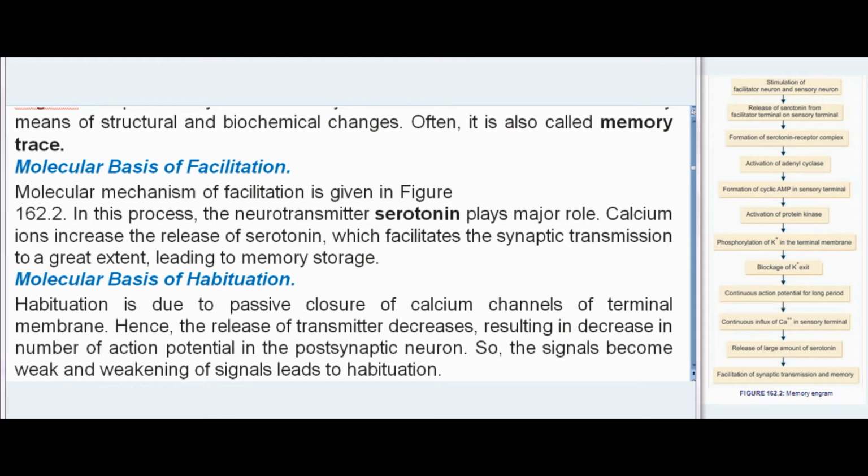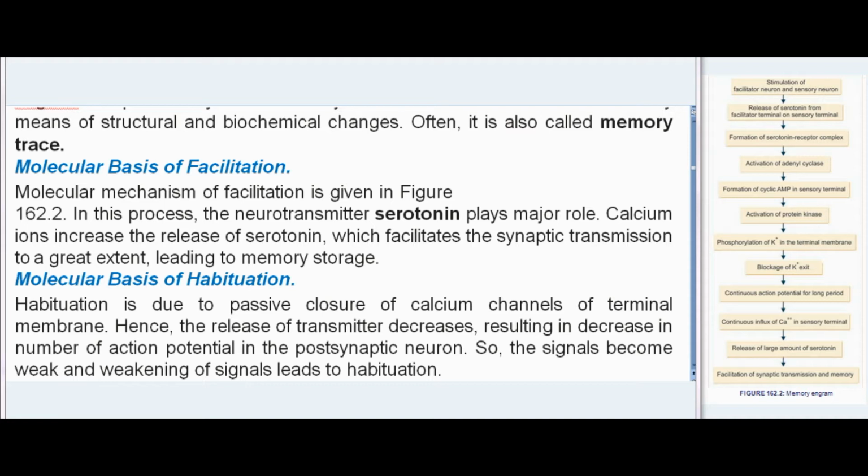Molecular basis of facilitation. Molecular mechanism of facilitation is given in figure 162.2. In this process, the neurotransmitter serotonin plays a major role. Calcium ions increase the release of serotonin, which facilitates the synaptic transmission to a great extent, leading to memory storage.